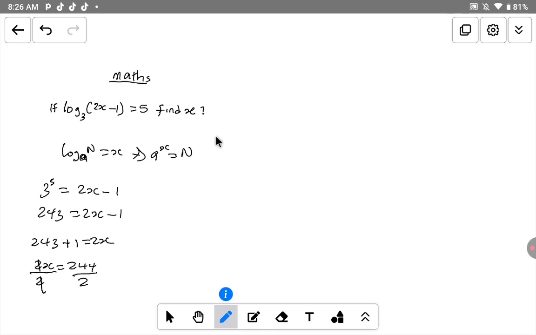So s is equal to 244 divided by 2. How many 2s can you see in 244? That is equal to 122. So the answer is 122. That means that the value of s is equal to 122.